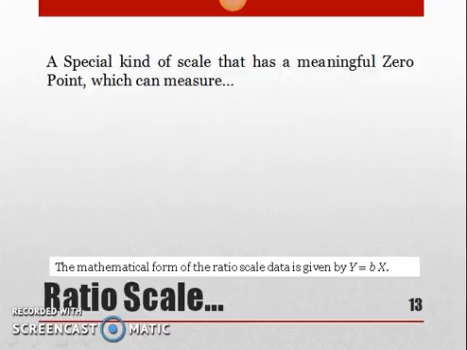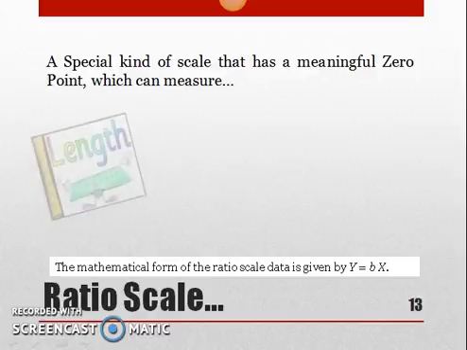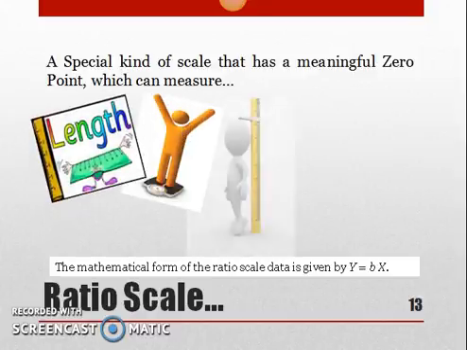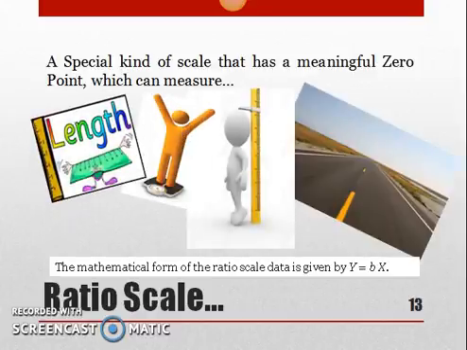The last scale is the ratio scale. Ratio scale is a special kind of interval scale that has a meaningful zero point. With this scale, we can measure length, weight, height or distance. In this scale, it is possible to say how many times greater or smaller one object is compared to the other. The most important point is that all statistical operations can be performed on this scale.